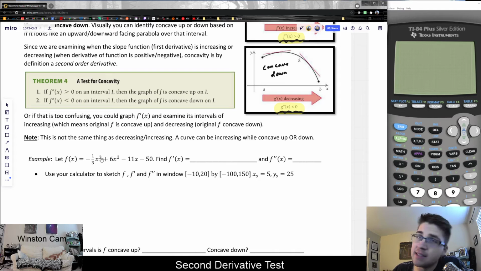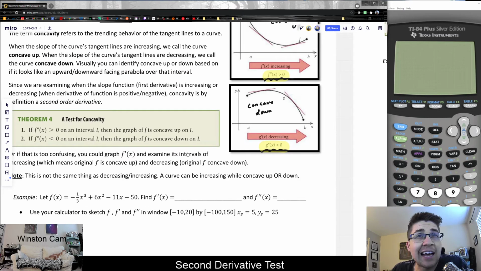Let's say f of x is negative 1/3 x cubed plus 6x squared minus 11x minus 50. It says find f prime and find f double prime. So you'd always want to do this first if you're trying to find concavity intervals. Or you could look at a calculator and figure it out, but it's a little harder to tell exactly where it's concave up and concave down if you're not used to the idea of slope getting larger and smaller. But basically, let's go ahead and do it.